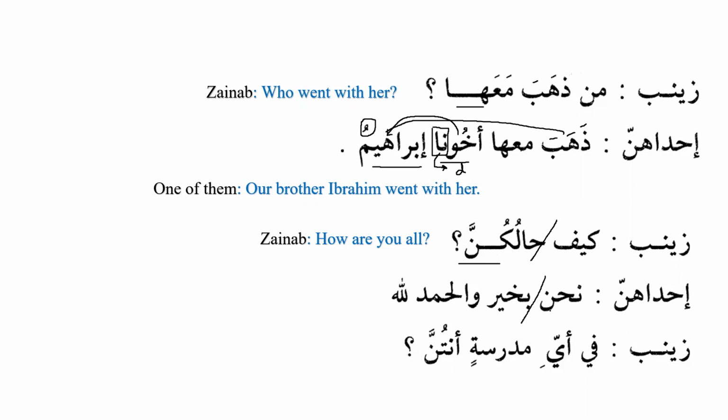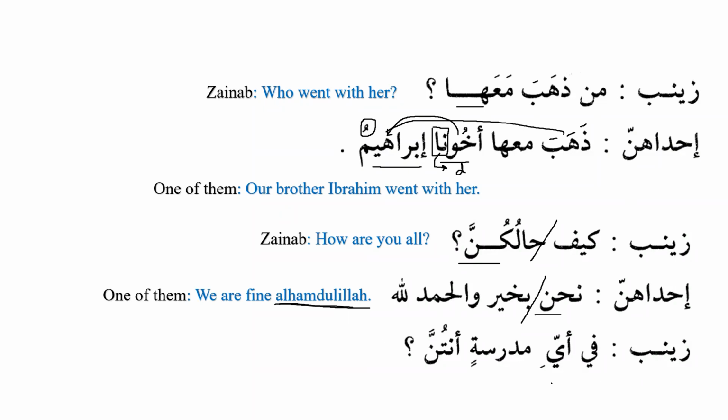So we can see nahnu is used for both masculine and feminine, singular and plural, and it is used as the subject, or as a detached pronoun for the plural, right? So nahnu bi khairin walhamdulillahi. We are fine. Alhamdulillah. So as I said, you can either translate it or you can simply say Alhamdulillah.